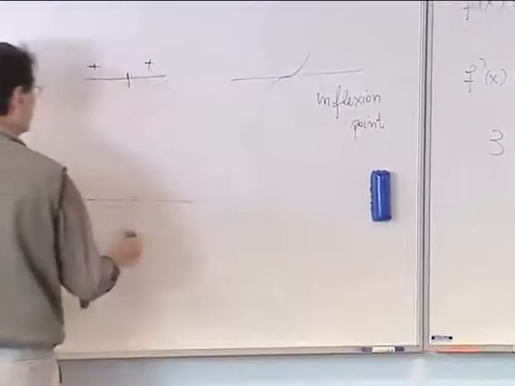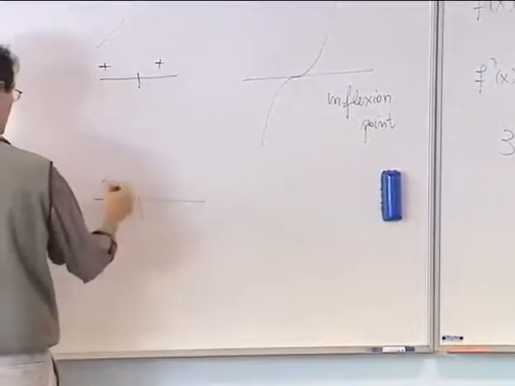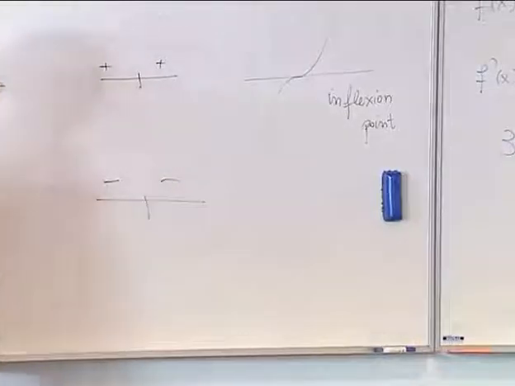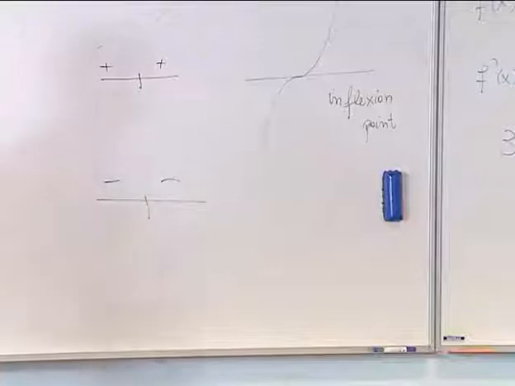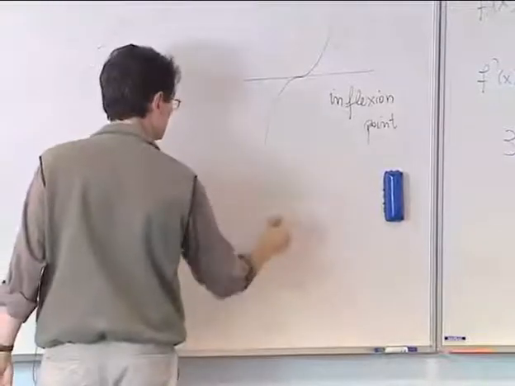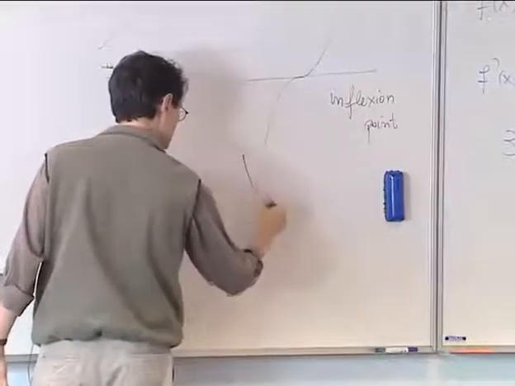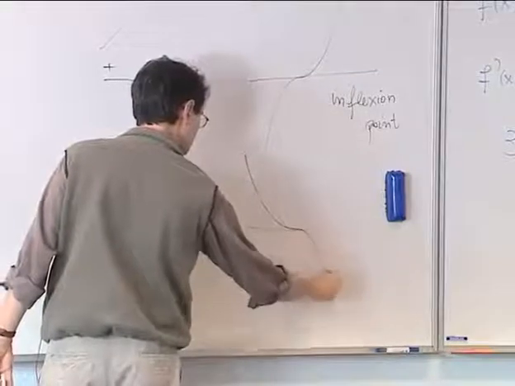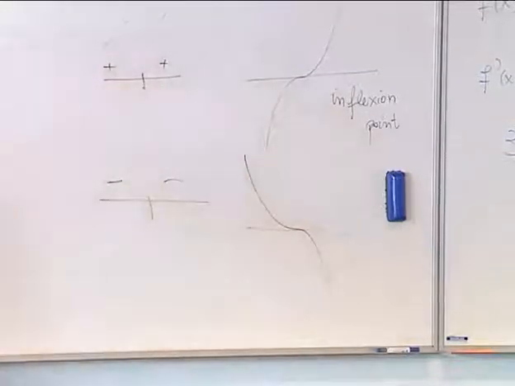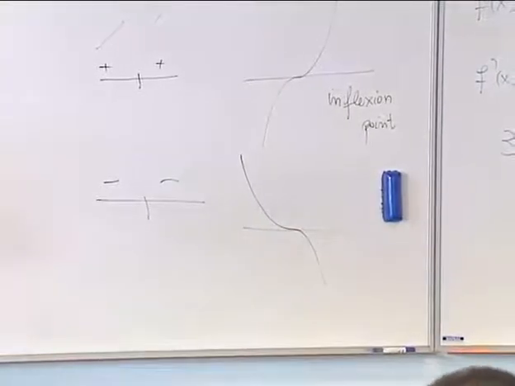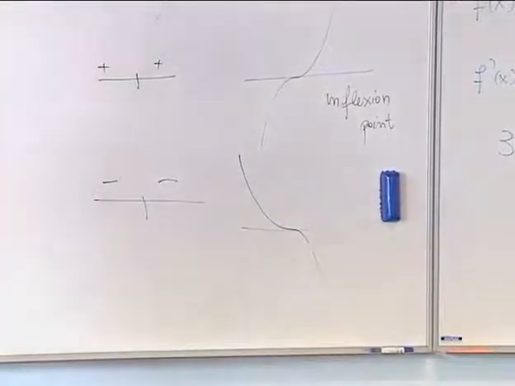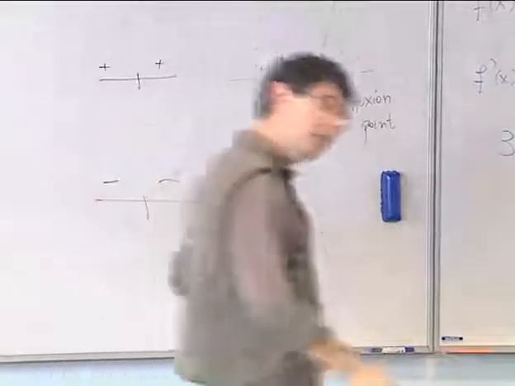And the last picture, which is just like that picture, but reversed. It's also an inflection point. So these are the 4 possibilities. There are no other possibilities, and they tell you everything you need to know.